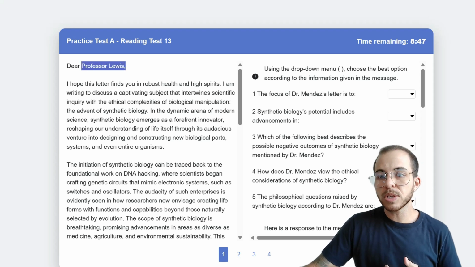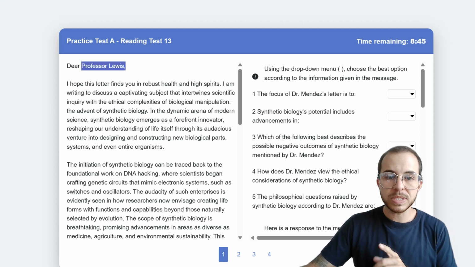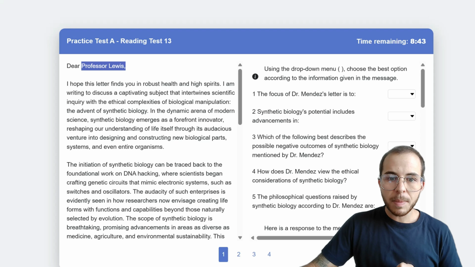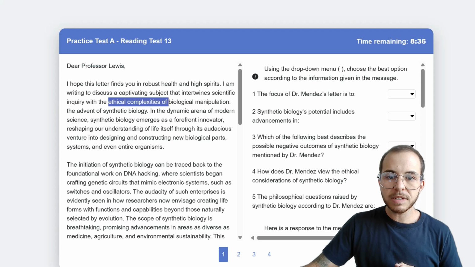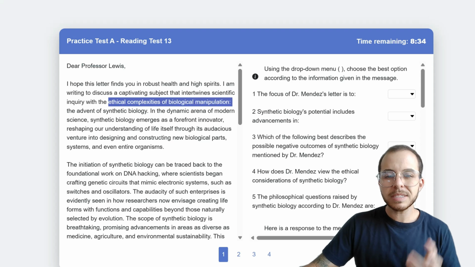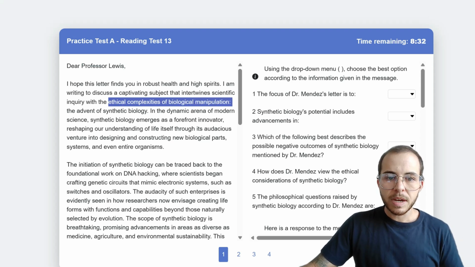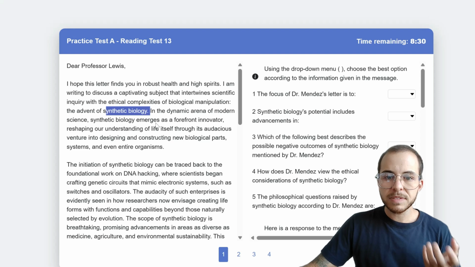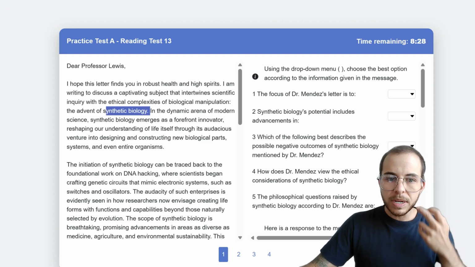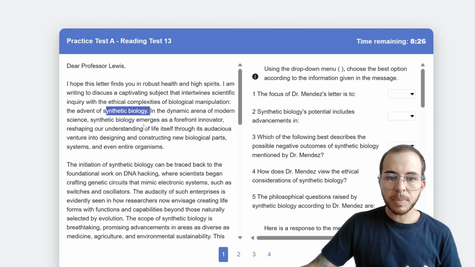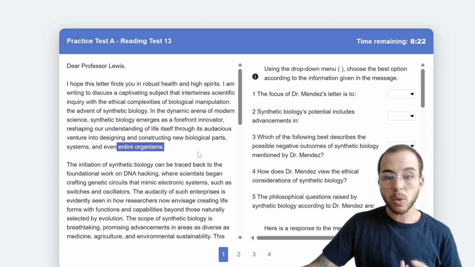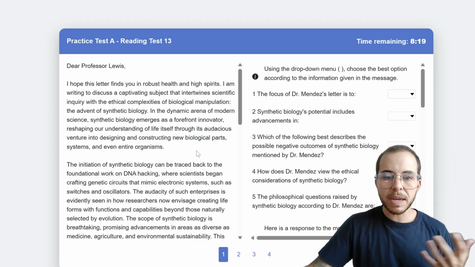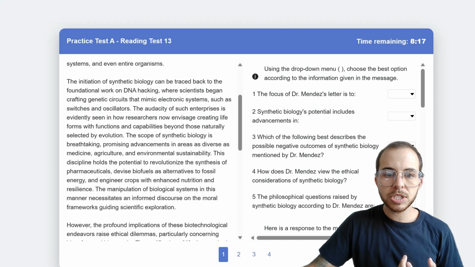So, "Dear Professor Lewis," okay, that is the person who is receiving the letter. "I hope it finds you in good health." "Intertwine the scientific inquiry about ethical complexities of biological manipulation." That seems to be the main topic. Synthetic biology, the advent of synthetic. In this dynamic arena of modern science, the synthetic biology, biological parts, entire organisms. Okay, creating new biological parts, biological manipulation.